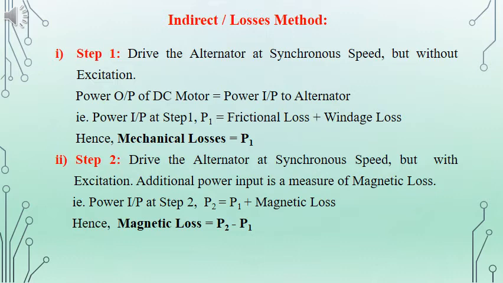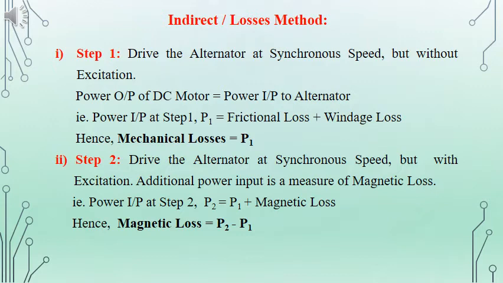So when the alternator is run without excitation at synchronous speed, the input to the alternator is the output of the DC motor, and that is the mechanical input that is given. And since there is no output from the synchronous generator or alternator, whatever be the input that is given to the synchronous machine can be considered as the mechanical loss. So the output of the DC motor will be equal to the mechanical losses that occur in the alternator.